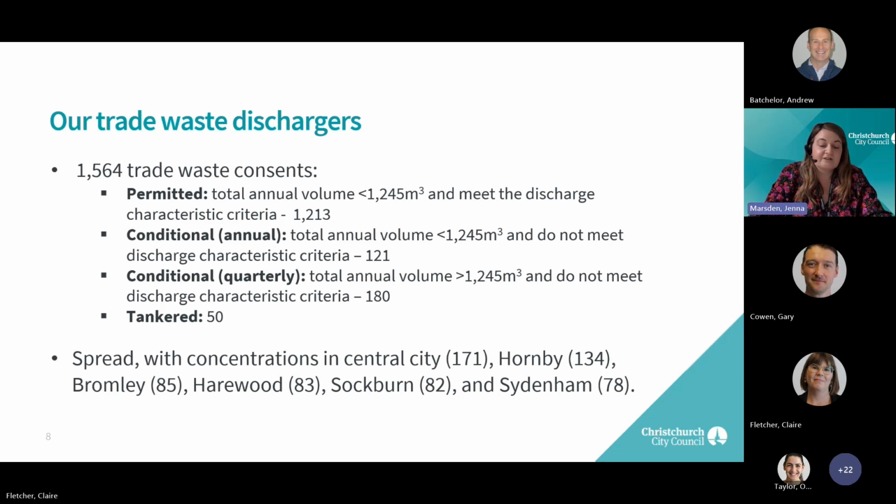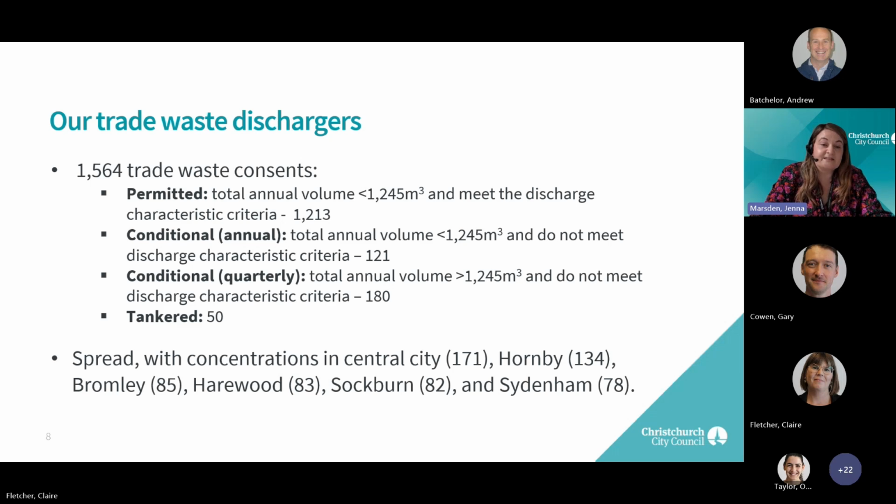Then we have our conditional quarterly consents. So these discharges are higher volume, and they do not meet those discharge characteristics contained in Schedule 1A. For these ones, Council assesses the discharge by volume and contaminants quarterly, and we charge according to that. And we have around 180 consents in this category. So some examples that fall in here are things like hospitals and large food processing facilities.